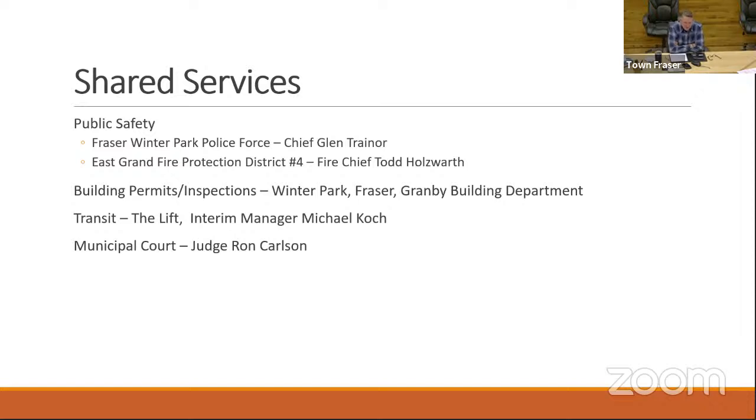Our public transit is a partnership between ourselves and Winter Park. I believe that there's also some contributions made by the town of Granby and Grand County. The transit system is known as the LIFT. The interim manager is Michael Koch. And another shared service we have is we share municipal court with Winter Park, and that's under the jurisdiction of Judge Ron Carlson.